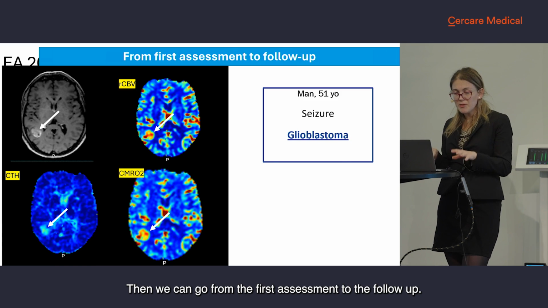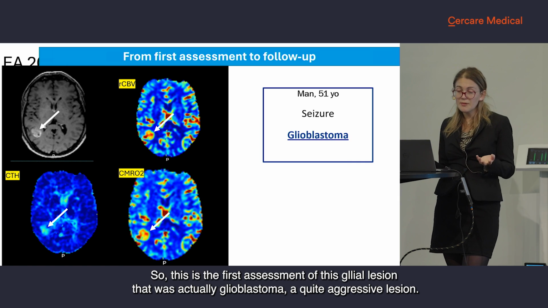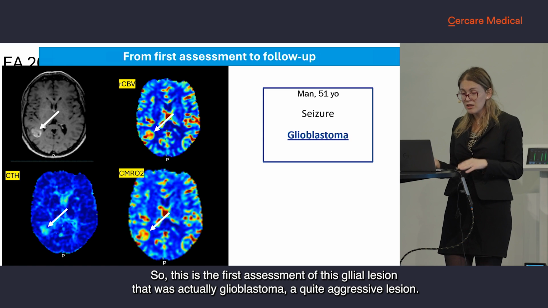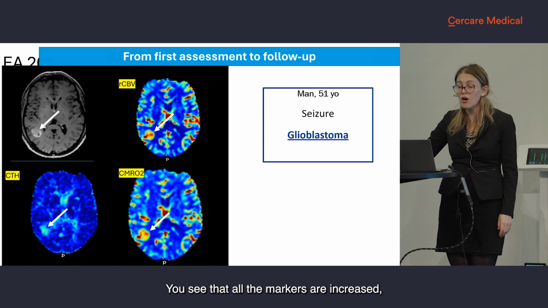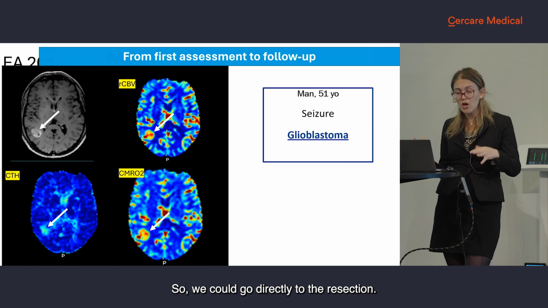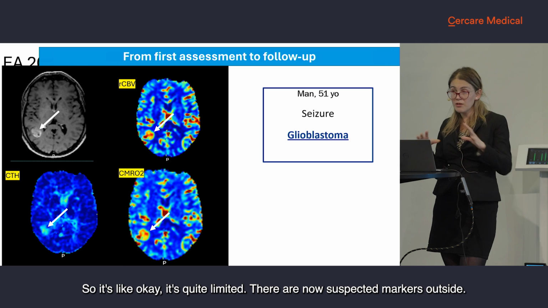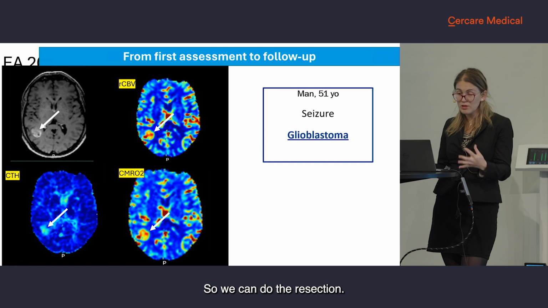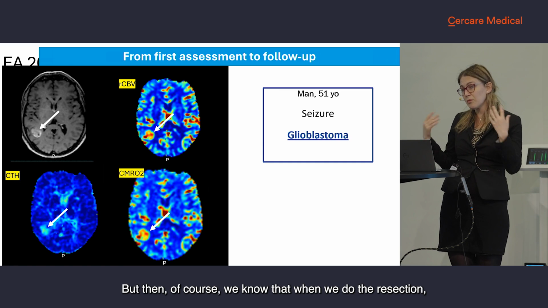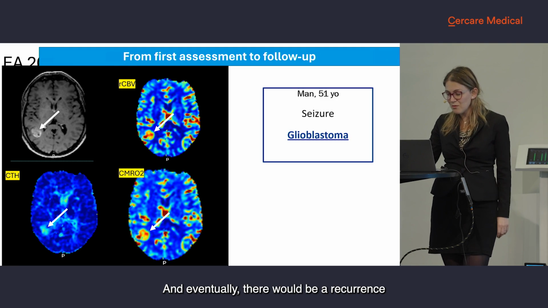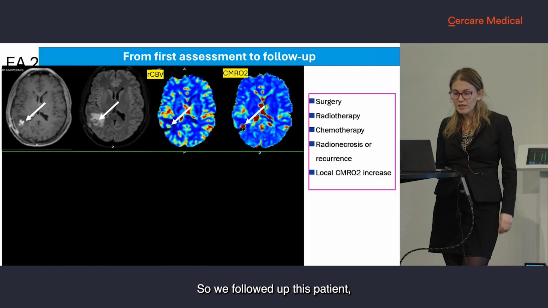Then we can go from the first assessment to the follow-up. This is the first assessment of a glial lesion that was actually a glioblastoma, a quite aggressive lesion. You see that all the markers are increased, but it was relatively limited, so we could go directly to resection. There are no suspected markers outside, so we can do the resection. But then, of course, we know that we have to follow up closely because we cannot do a complete resection, and eventually there would be a recurrence. So we followed up this patient.